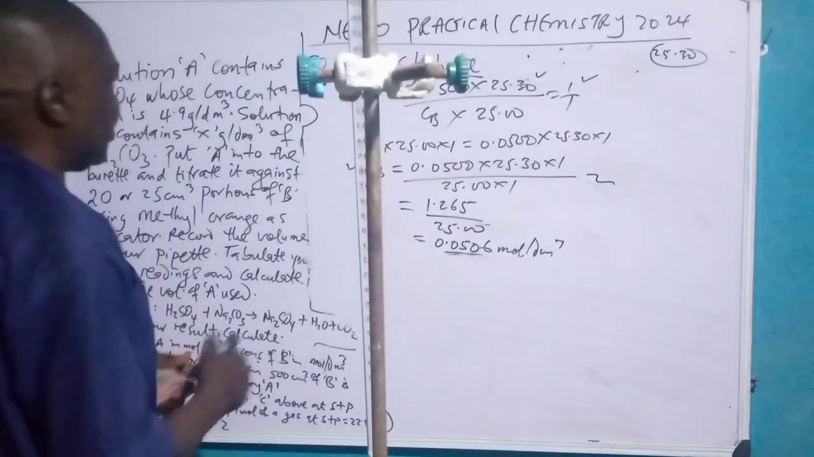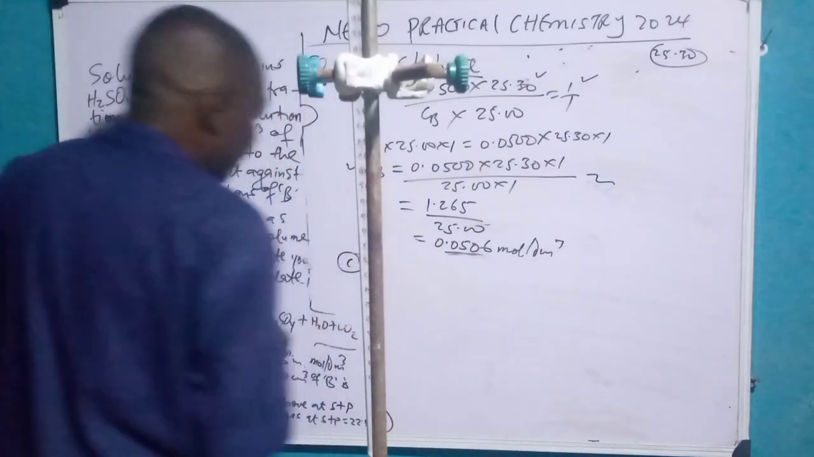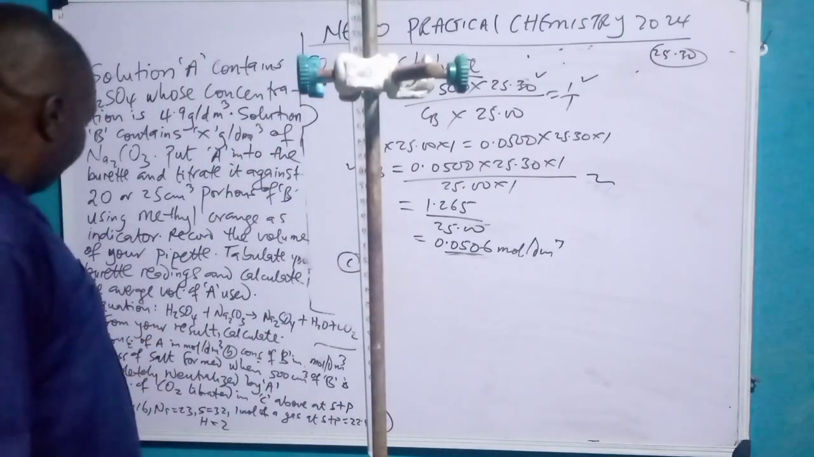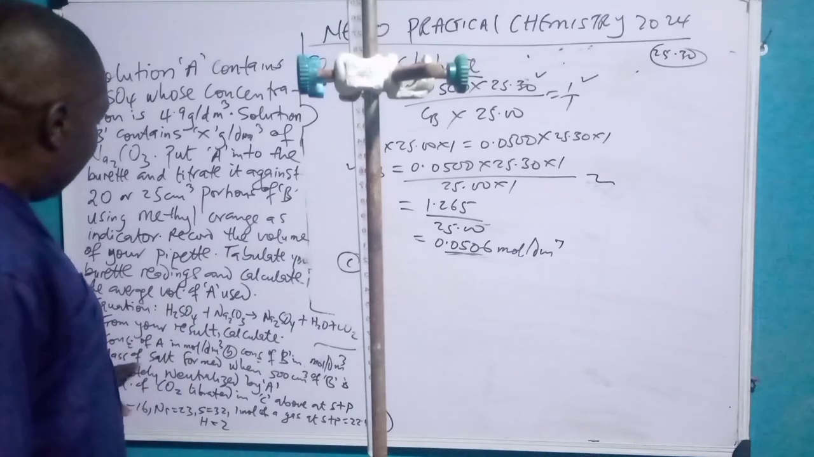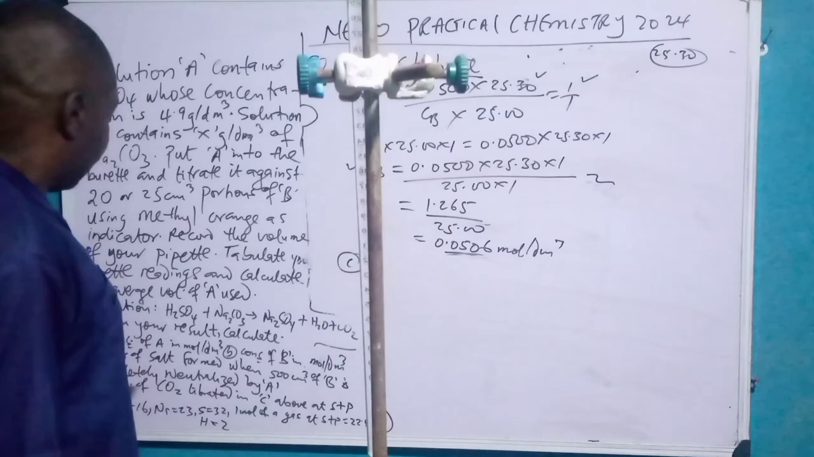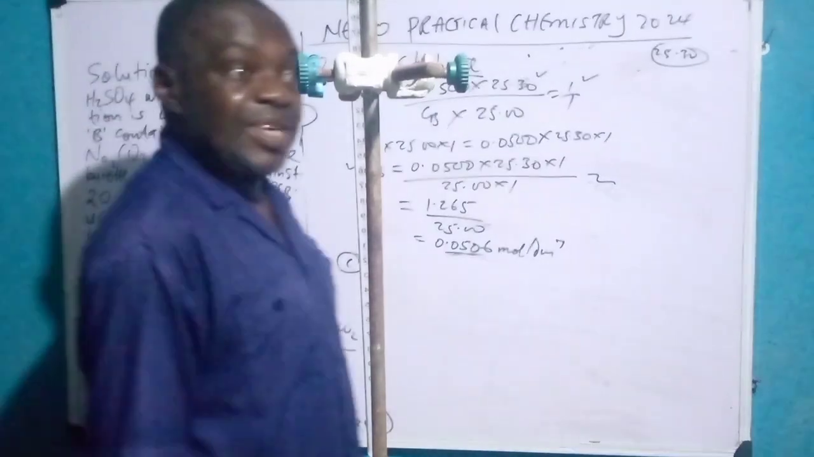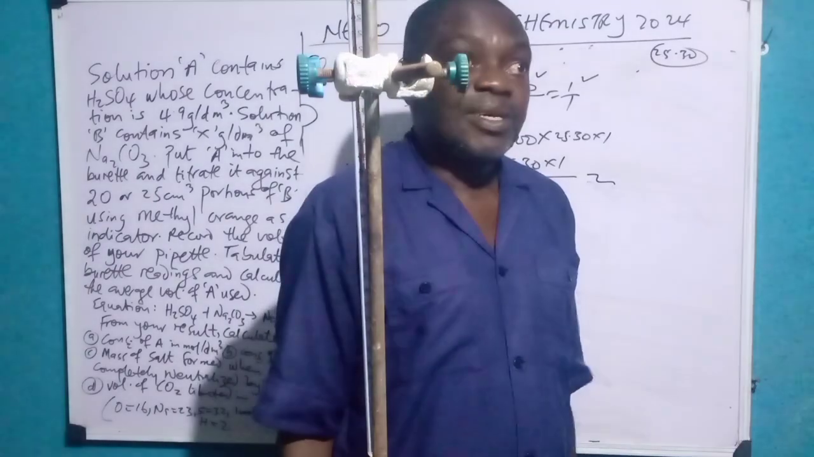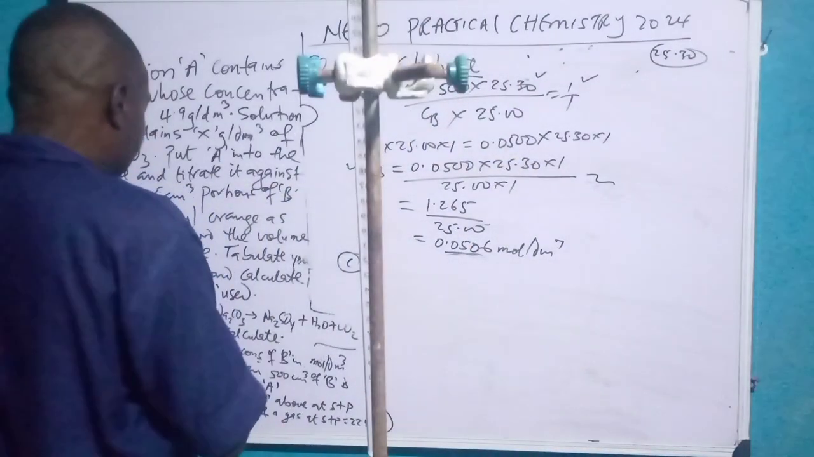So the other question now is question C. The question says, calculate the mass of salt formed when 500 cm cube of B is completely neutralized by A. Mass of salt formed. When you hear mass of salt formed, it means it's a product. So let's see how the equation looks again. This is the equation they gave us.